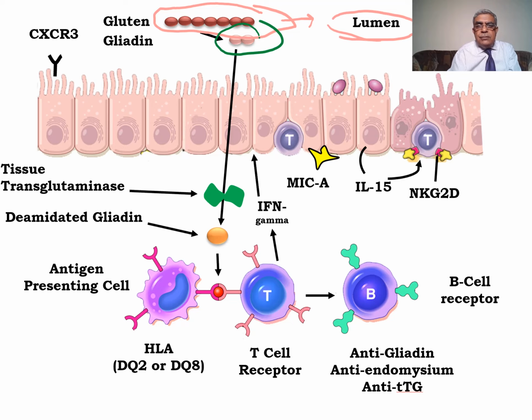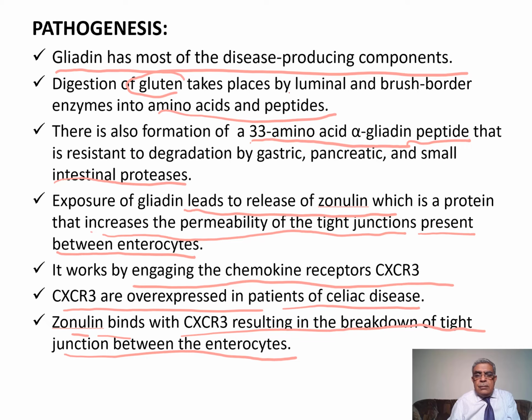This is the gliadin formation, and these are the CXCR3 receptors, which are overexpressed in individuals who are genetically susceptible to celiac disease. Now what happens? Zonulin binds with CXCR3, resulting in the breakdown of tight junctions between the enterocytes.